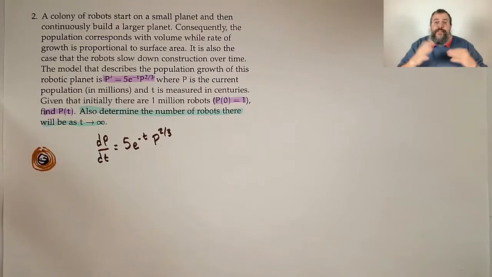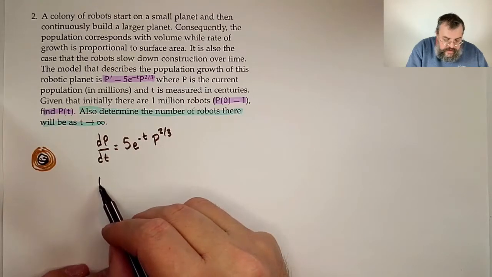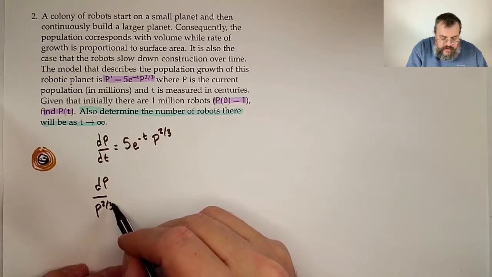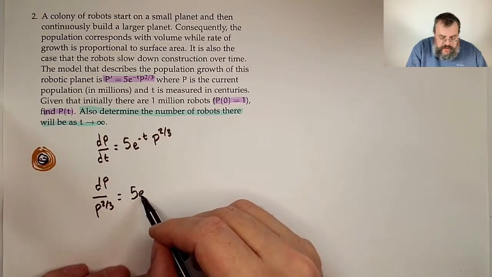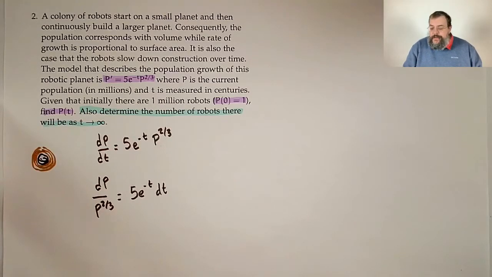We're like, well, wow, this is a nice differential equation. In fact, we see everything's multiplying together. And usually when you see lots of stuff multiplying together, that should be a clue. Think separable. And separable works really well here. All right, so that says dP divided by P to the 2/3 is equal to 5 e to the minus t dt. So that's step 1 of a separable differential equation.